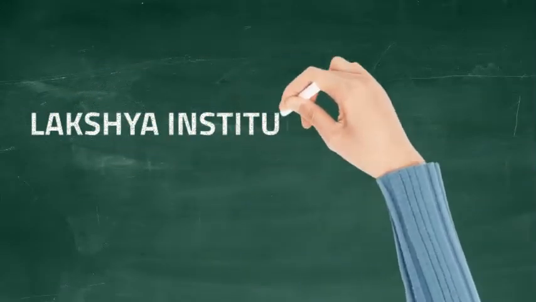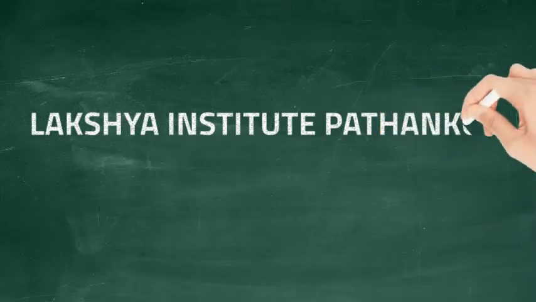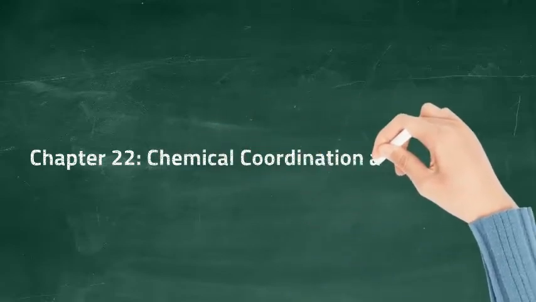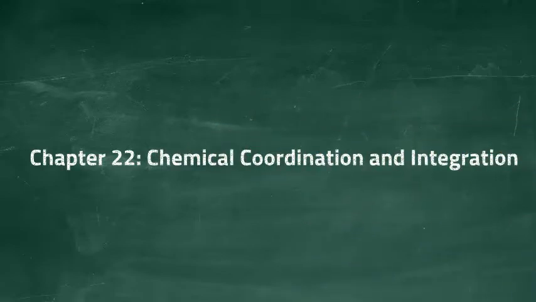So today in lecture 22 we will discuss all the questions from previous NEET examinations for class 11, chapter 22, which is Chemical Coordination and Integration. So let's start with the video.